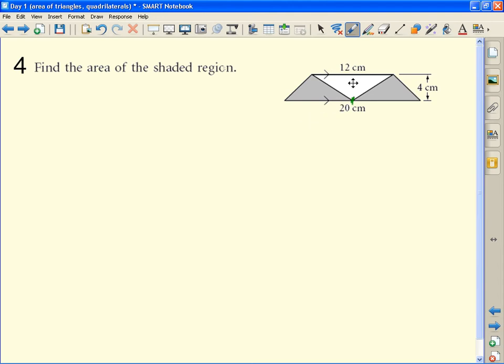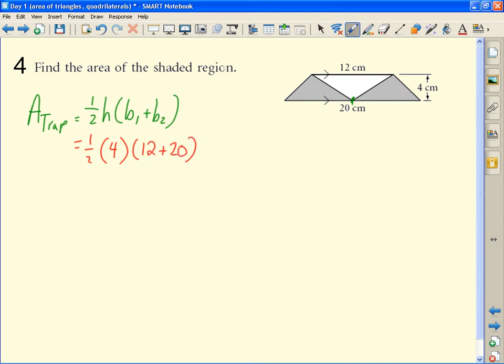So I'm going to find the area of the trapezoid first, which, remember, is 1/2 the height times base 1 plus base 2. And so if I do that, 1/2 times my height, which is the distance between the parallel bases. You can see the arrows that represent that they're parallel, so the height is 4. And then base 1, which I'm going to call the top in this case, is 12 plus 20. All right, so if I multiply this all out, I would end up with 64 centimeters squared for the whole trapezoid.